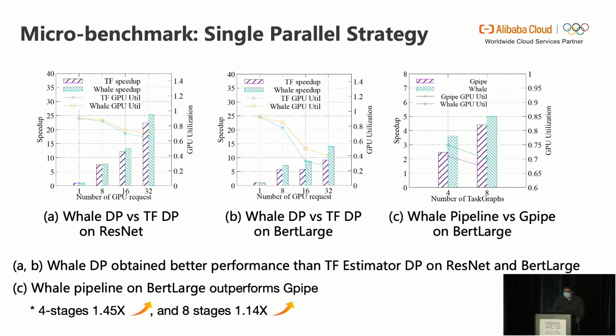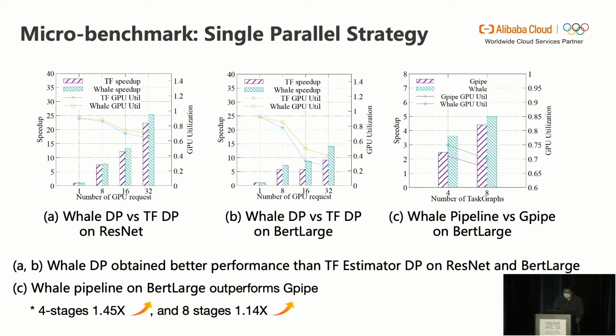So basically, we first demonstrated that Whale is an efficient single parallel strategy by comparing with TensorFlow's DP and GPipe pipelines. We evaluate Whale DP by competing with TensorFlow's DP using BERT-Large and ResNet-50. Here, Whale DP consistently obtained better speedup and higher GPU utilization than TensorFlow's DP. This could be attributed to Whale's computation optimization technologies, such as hierarchical grouped allreduce.